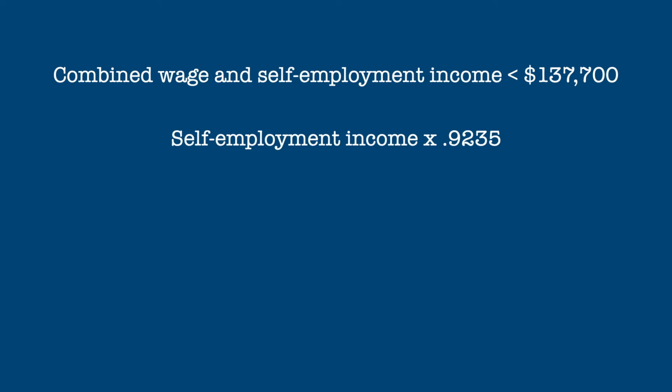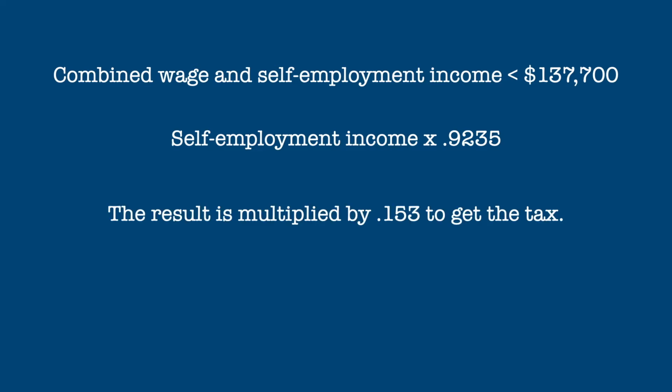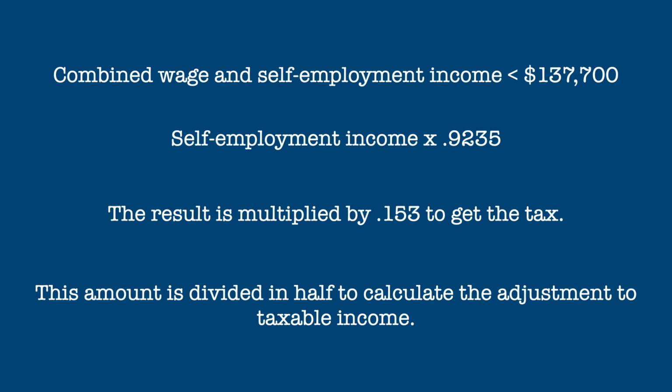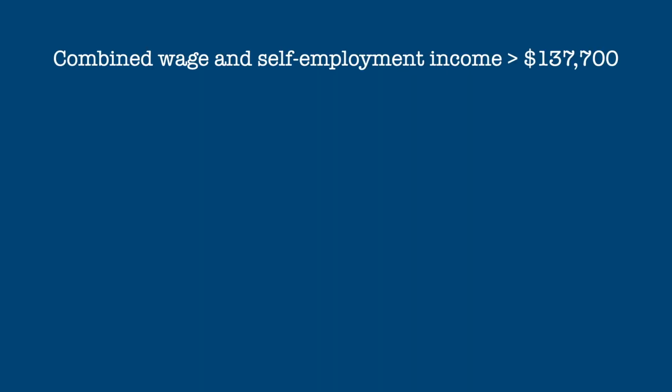Next, you multiply the result of the previous step by the self-employment tax rate of 15.3%. The result is your self-employment tax. And 1/2 of that amount reduces your adjusted gross income. If your combined wage and self-employment income exceeds $137,700, the calculation is a bit more complicated.